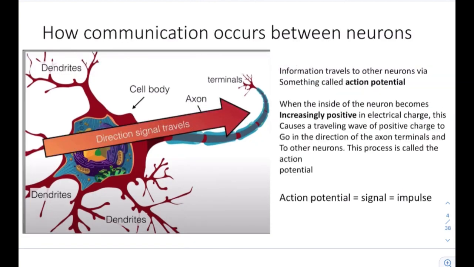Let's talk about how communication occurs between neurons. Basically, the way neurons communicate is by something called the action potential. This is when the inside of the neuron becomes increasingly positive in electrical charge, and this causes a traveling wave of positive charge down the axon and to the axon terminals, to other neurons. So this whole process is called the action potential, and the action potential is basically the signal or the impulse that travels down the axon.